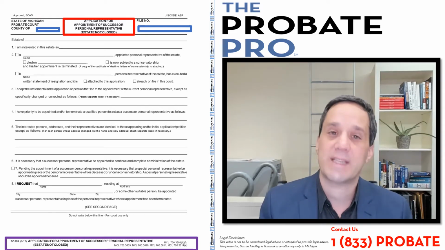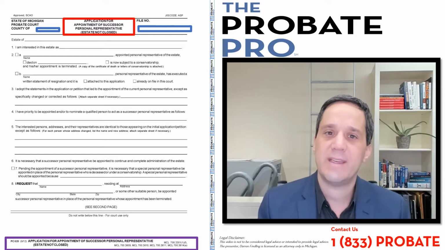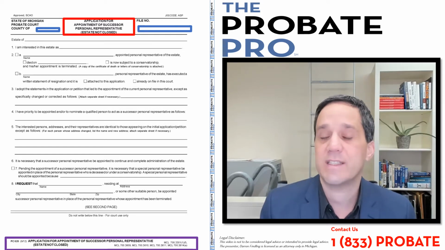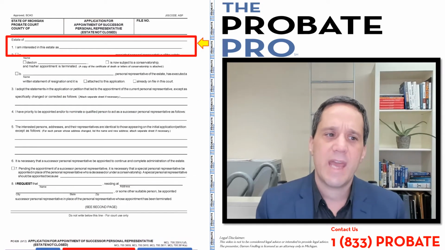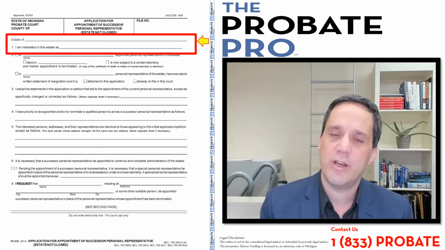Top left corner is the county upon which the probate sits. Top right corner is the file or case number. At the top, pretty intuitive here. You identify the name of the probate estate and your relationship to the estate.